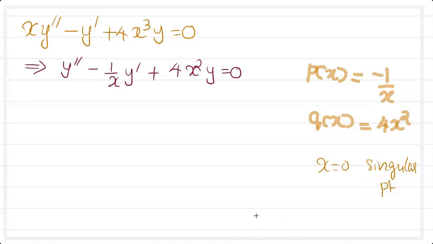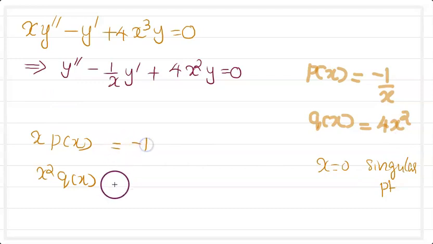Now, to check whether this point, the origin, is a regular singular point or not, we need to evaluate two more functions, x into p of x and x² into q of x. x into p of x is x into minus 1 by x, which is minus 1, and x² into q of x is 4x⁴. So, x into p of x is a constant function which is continuous. It is obviously differentiable in a neighborhood of the origin. So, it is analytic at the origin.